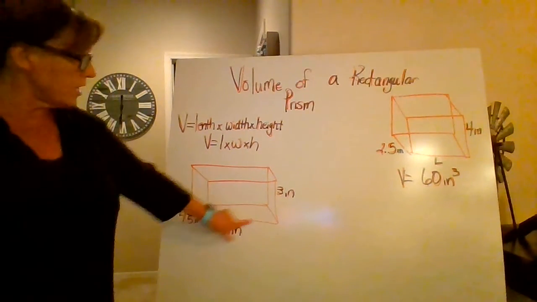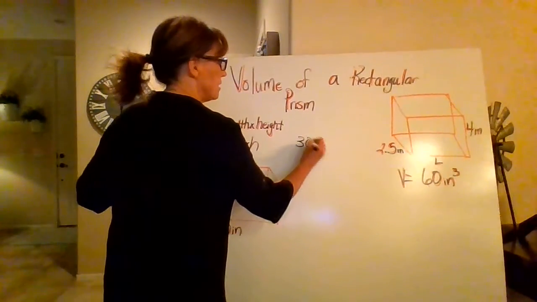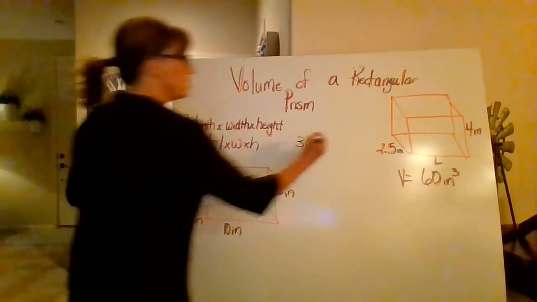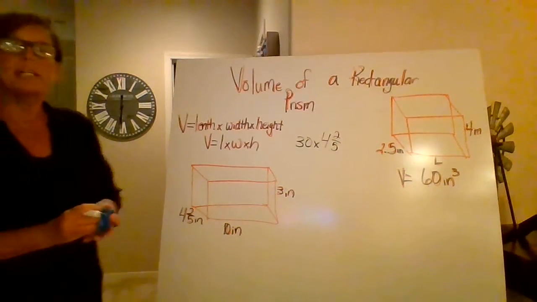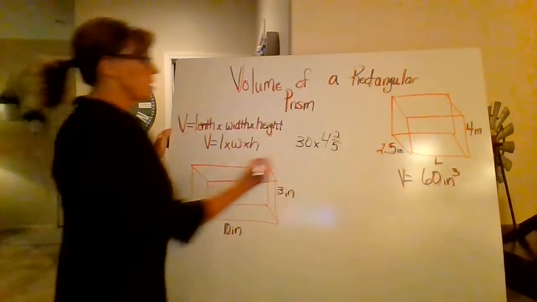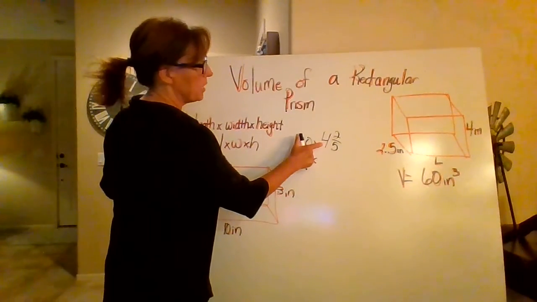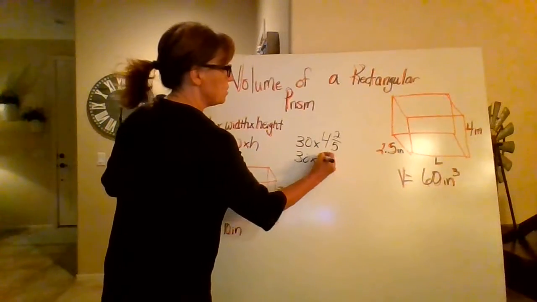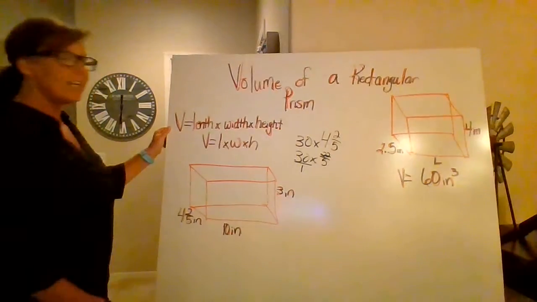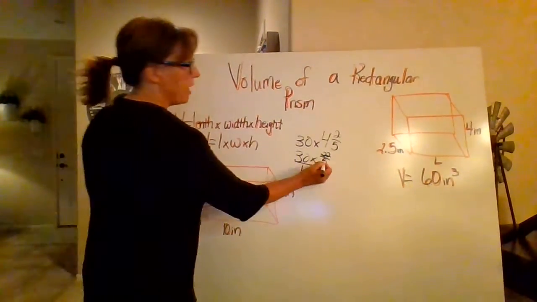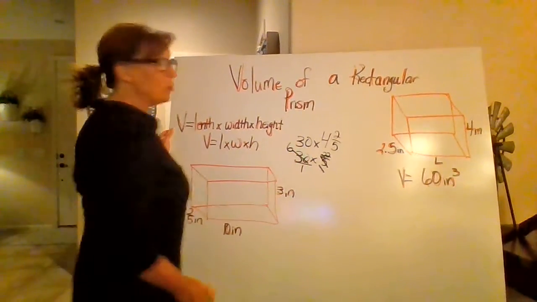So I'm going to go my 10 times 3 gives me 30, and then I need to multiply my 30 times my fraction, which is 4 2/5. When you're multiplying a mixed number, you need to turn it into an improper fraction. So now I'm going to have 30 times, 5 times 4 is 20, plus 2 is 22/5. I put my 30 over 1, and then I have a nice shortcut with my 5 and my 30. 5 goes into 5 once, 5 goes into 30 6 times, and then I just multiply straight across.